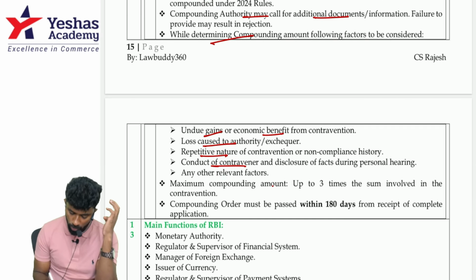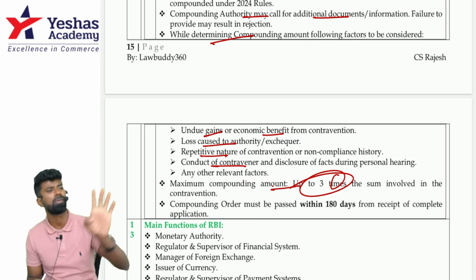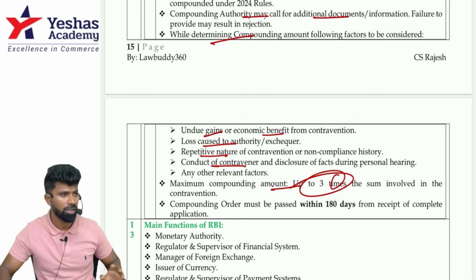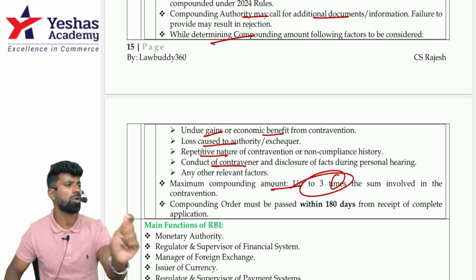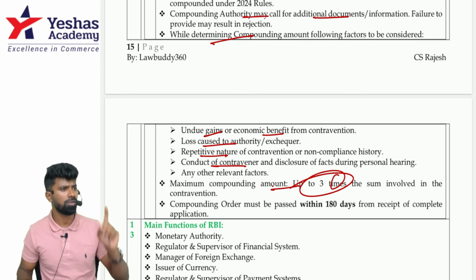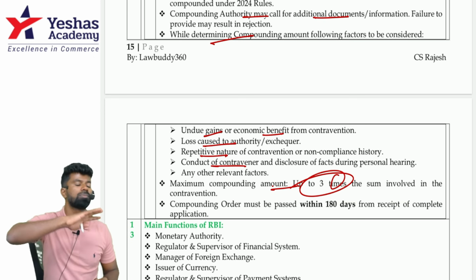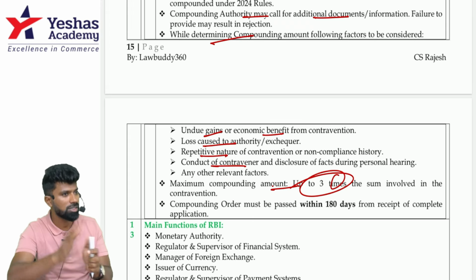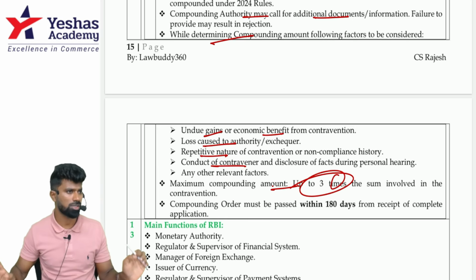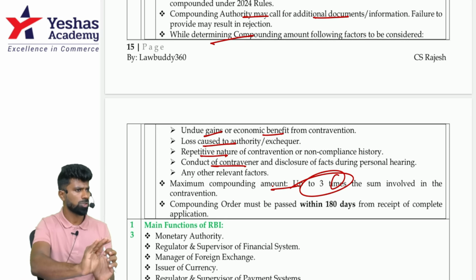Maximum compounding amount is up to how much? 3 times the sum involved in the contravention. That is the maximum amount of money they can fix. For example, let's say I have done a contravention of FEMA provision worth 1 crore. How much compounding money can they fix? 3 crores. Maximum 3 crores. That's it. They can fix less than 1 crore also, but maximum how much?